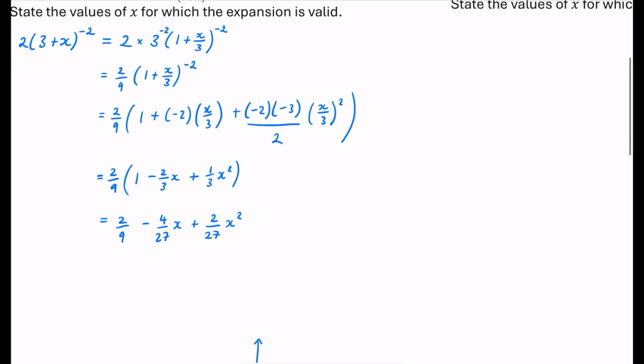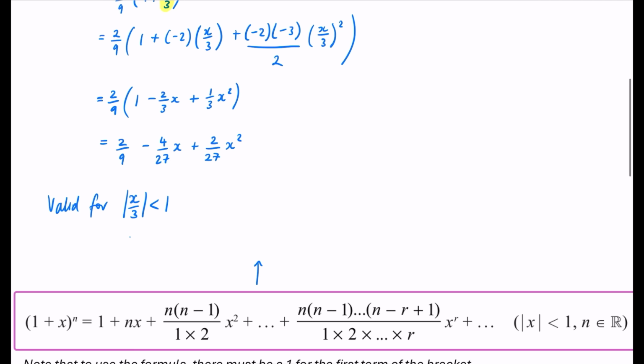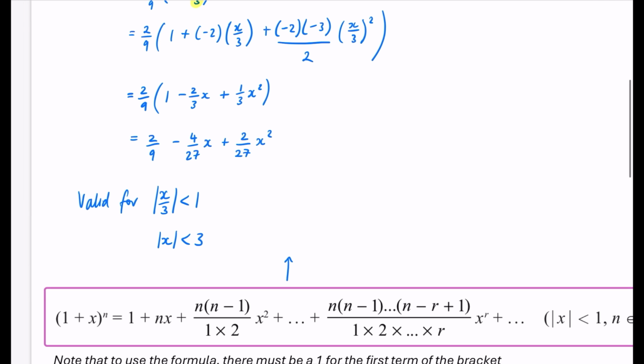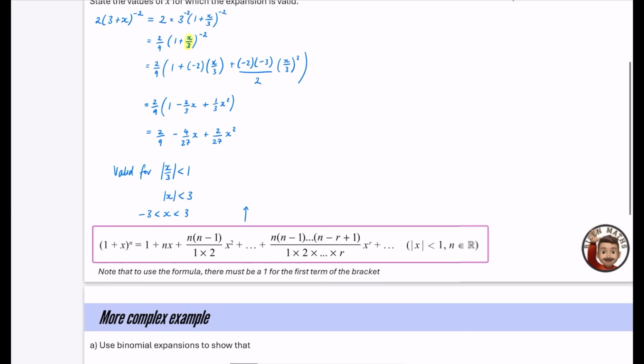We did our expansion at this particular stage here. So instead of it being an x, it's an x over 3. So it is valid for the modulus of x over 3 being less than 1. We can just multiply both of those sides by 3, so we just get that the modulus of x is less than 3. If you wanted to write that in a slightly different way, this is just saying that x has got to be in between 3 and minus 3. Either of those last two lines would be acceptable for this.